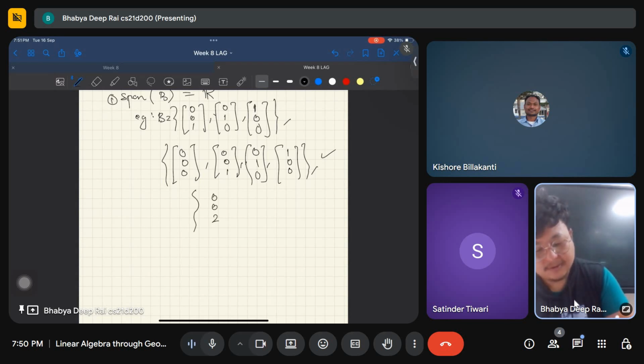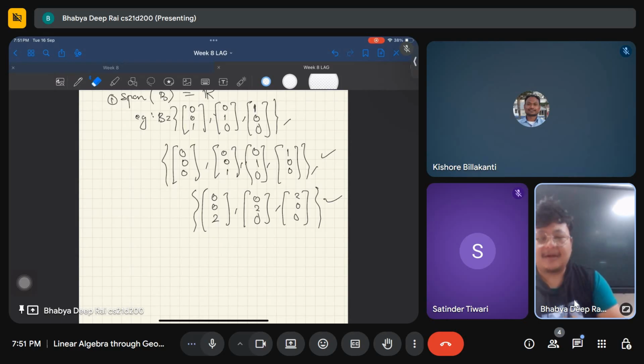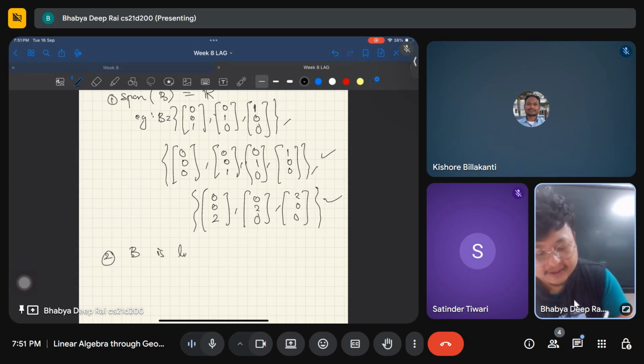And what about 0, 0, 2, 0, 2, 0, 2, 0, 0. This is also fine. It will span it because I can always do 1 by 2 times any vector here and I'll get 0, 0, 1, and then using that I can generate anything in R cube, right? So all of these will span R cube. But the second condition is that the vectors in B need to be linearly independent.